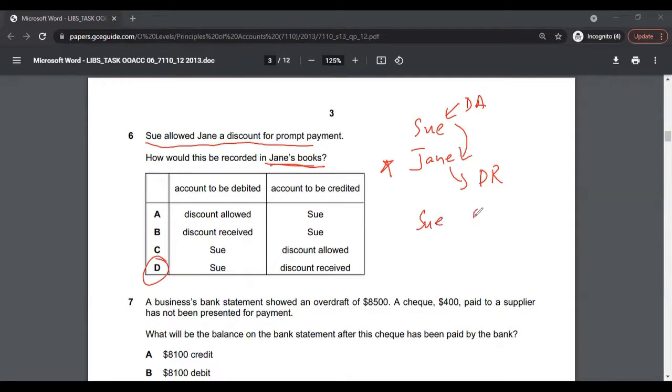Sue is going to be debited, and then discount received is going to be credited.